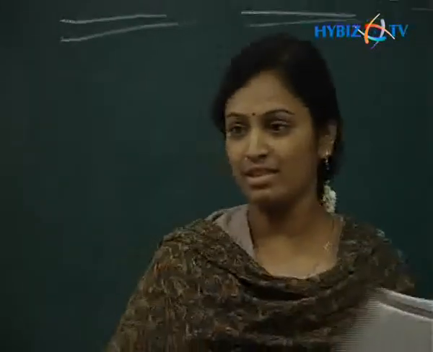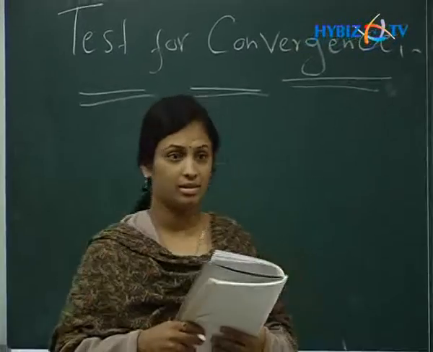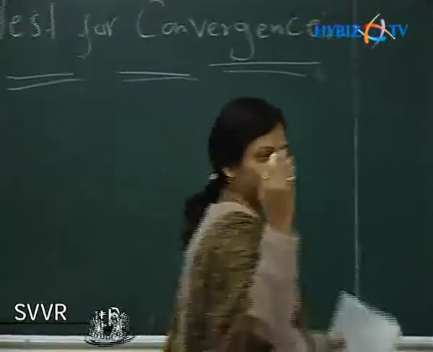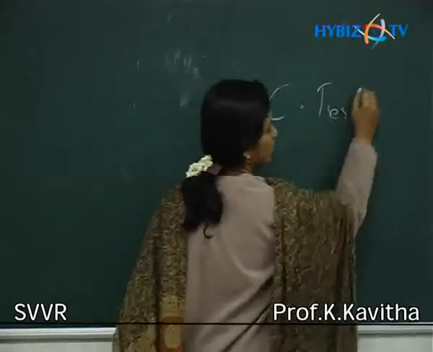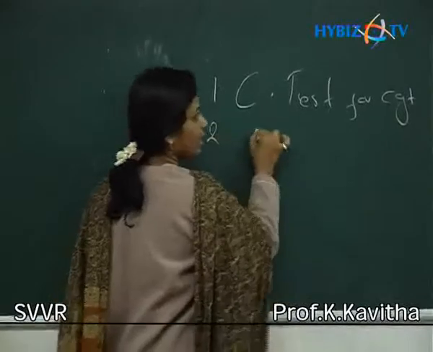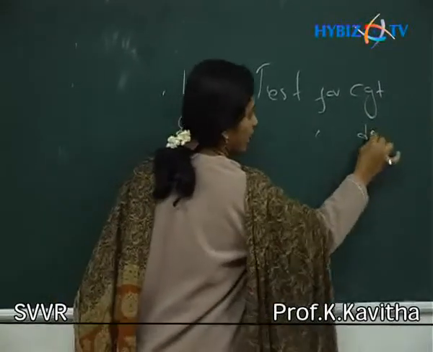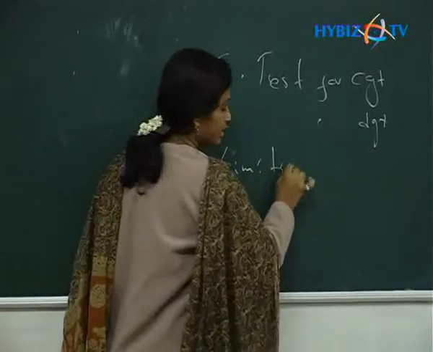Last class we discussed, no? So what's that comparison test? There are 3 statements. What's the first one? Comparison test for convergence. Then the second one, comparison test for divergence. And the third one, the limiting form, isn't it?